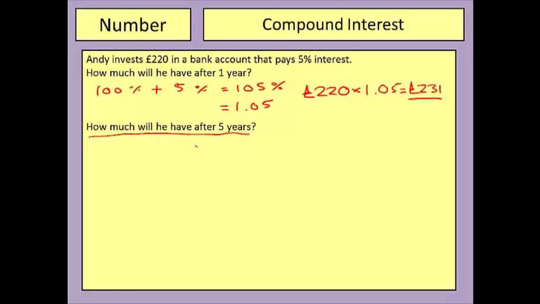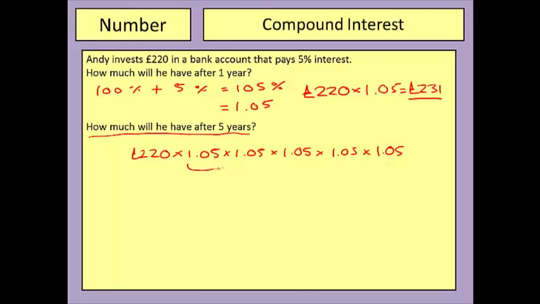How much will he have after 5 years? So if we set this problem up like before, he has £220 and it increases by 1.05, 5%. Now that's just the first year. I need to do this for 1, 2, 3, 4 additional years, making 5 years in total. So there's my original amount increased by 5%. There it is after the second year, the third year, the fourth year, and the fifth year.